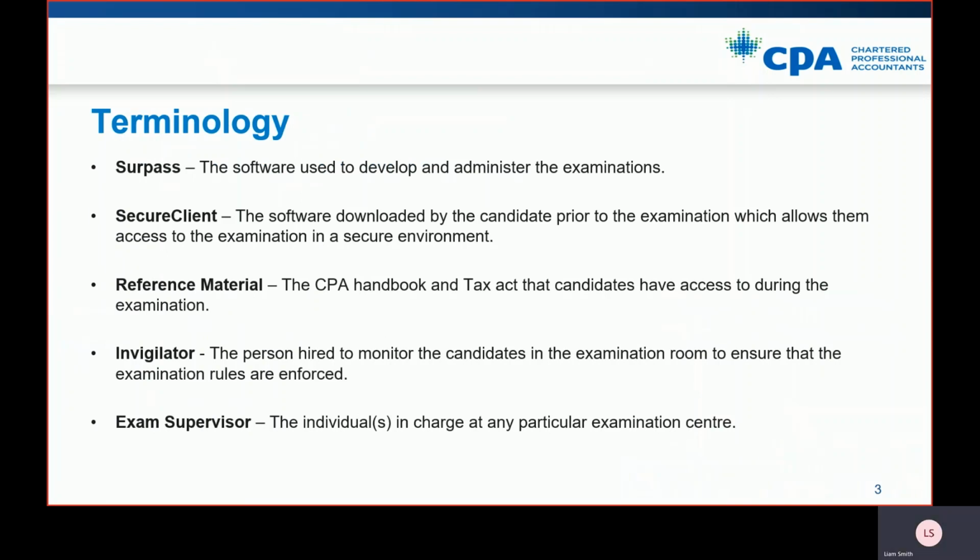At the exam, you'll likely hear the following terms. Surpass is a software that we use to develop and administer the exams. Secure Client is a software downloaded by the exam writers prior to the exam, which allows them to write their exam in a secure environment. This software prevents exam writers from doing many things, including exiting the exam while writing, taking screenshots, or recording their screen. The fundamental difference between Surpass and Secure Client is that Surpass is the back end of the software, whereas Secure Client is the front end that exam writers have access to.